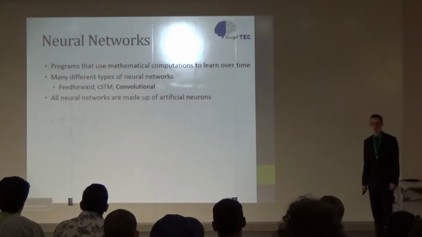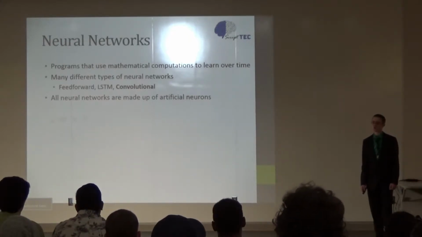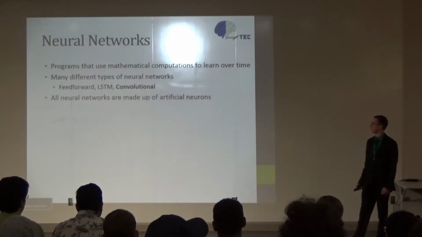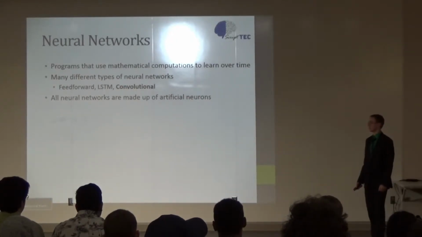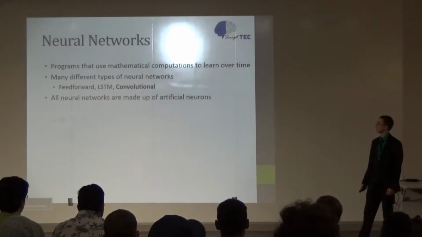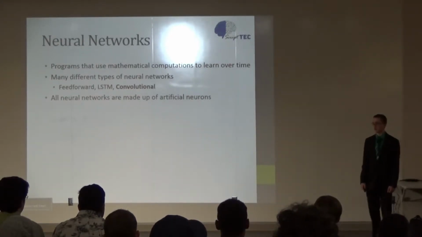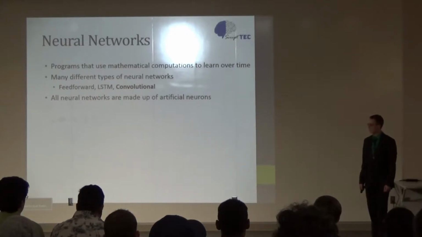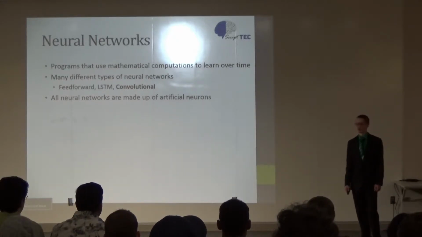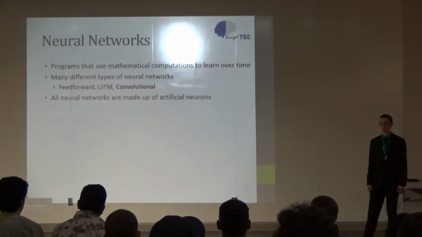Now, getting into my research here, the main thing I had to research was neural networks. I researched a lot of different types, but for neural networks in general, they're just programs that use some really complicated mathematical computations to be able to learn over time, which is a lot different from a normal program. There's a lot of different kinds of neural networks, but the kind I specifically decided to use, and we'll talk more about in a little bit, is the convolutional neural network.